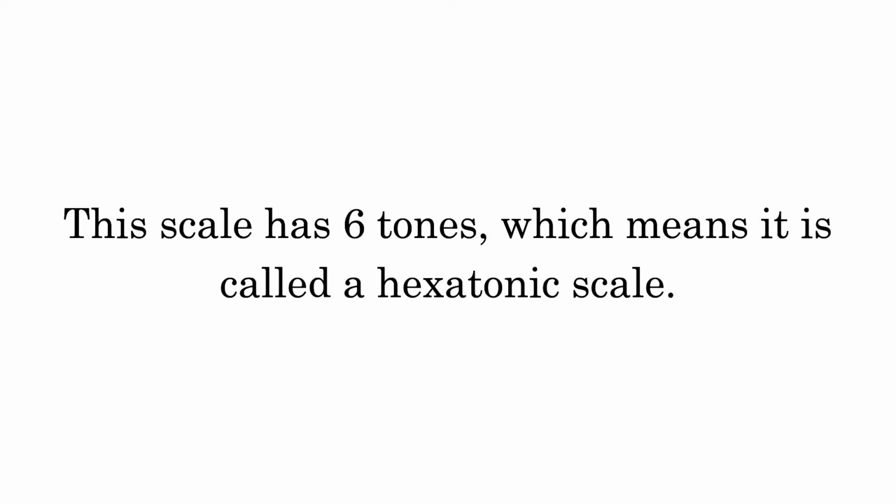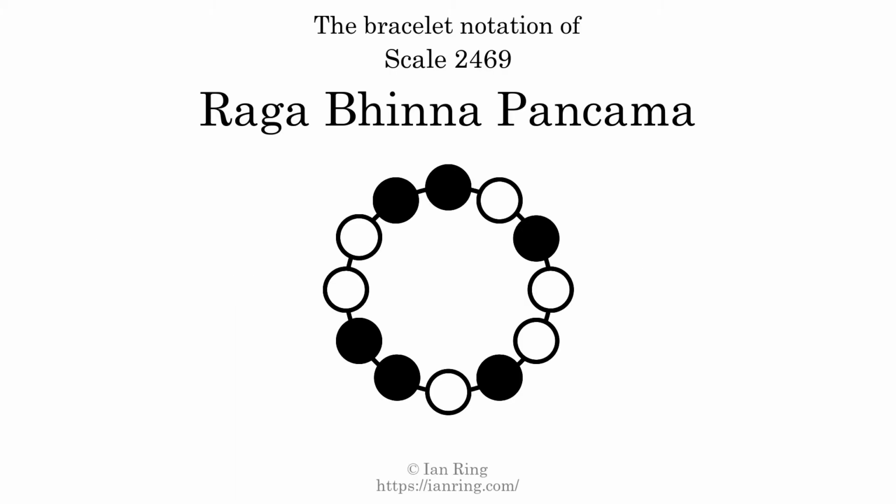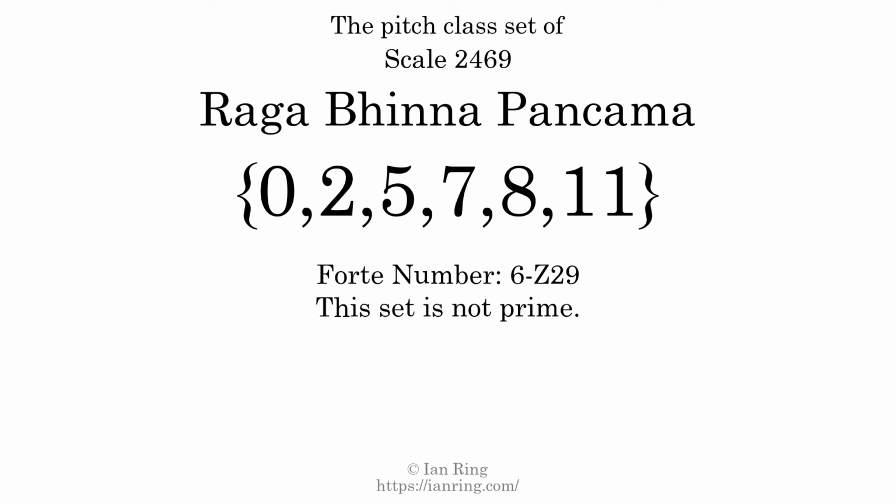This scale has 6 tones, which means it is called a hexatonic scale. This is a bracelet notation diagram of scale 2469. The shaded circles represent tones that appear in the scale, and they are read clockwise, starting at the top. The pitch class set for this scale is 0, 2, 5, 7, 8, 11. The forte class is 6Z29. This set is not prime.